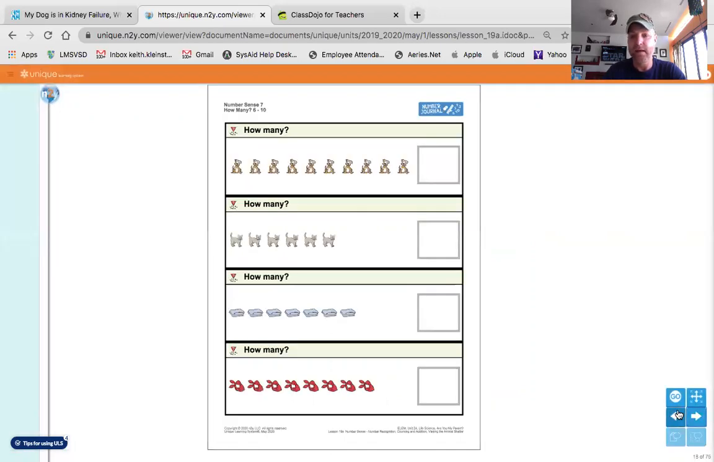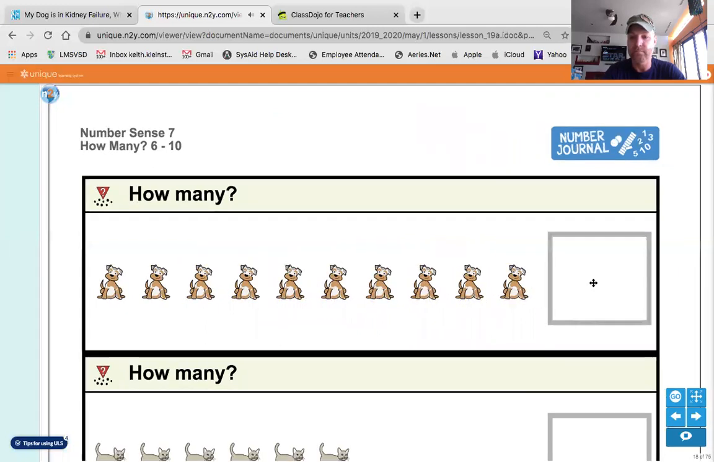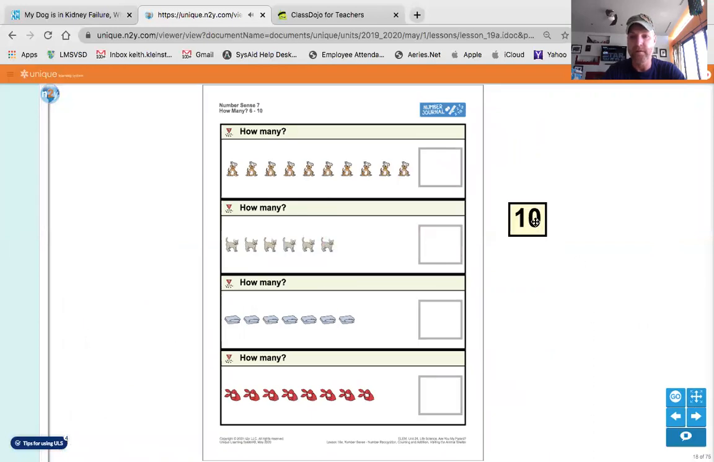Okay, then let's count dishes, dog bowls. 1, 2, 3, 4, 5. There you go. Very nice. Okay, now, whoa, it's getting bigger. Let's make it bigger because that's too small for me. Okay, how many? 1, 2, 3, 4, 5, 6, 7, 8, 9, 10. There it is, identifying 10.